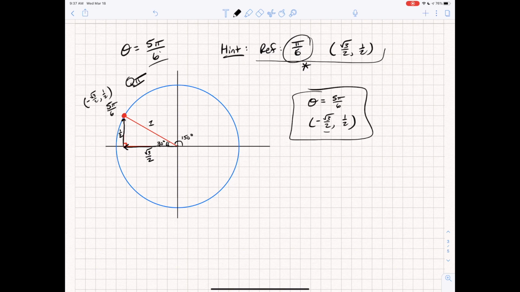And hopefully this is starting to make sense here in terms of finding the reference. You can find the reference again by doing the degree measure first. So doing 180 minus 150 to get 30 degrees and then doing that conversion. I will show you another connection once I get all of the pieces drawn up here.